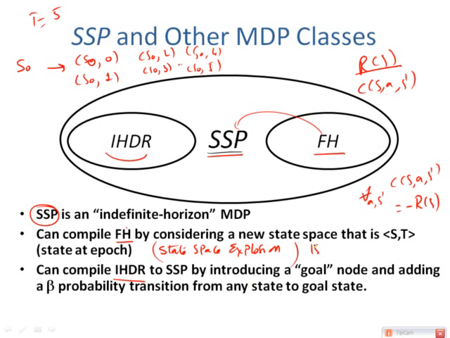So everybody can go to the goal state with beta probability. The moment you do that, you have a new MDP where the number of states has not increased. You just introduce new transitions. And you can convince yourself, and it's a non-trivial convincing to be done there, that when you do that, if you find an optimal policy for that, it corresponds to the optimal policy for this.